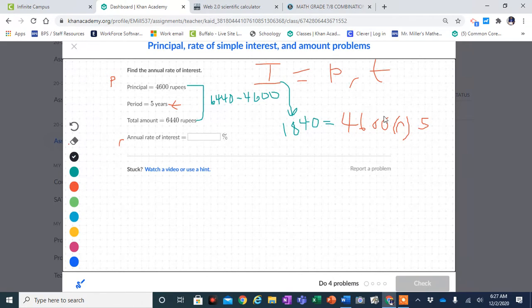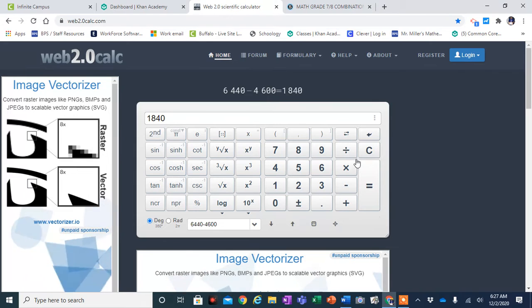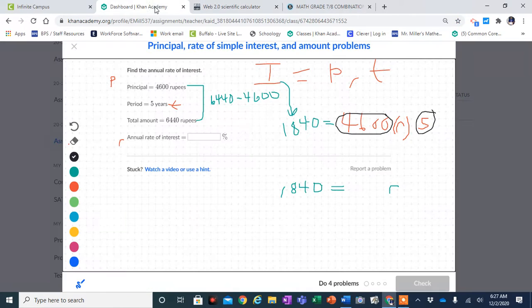So what you're going to want to do is multiply this times this. So when you do that, we're going to have the 1,840 equal to something times R. That something is what we get when we multiply 4,600 times 5, which is 23,000.